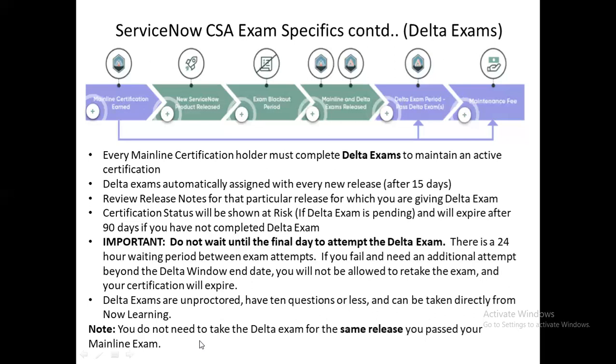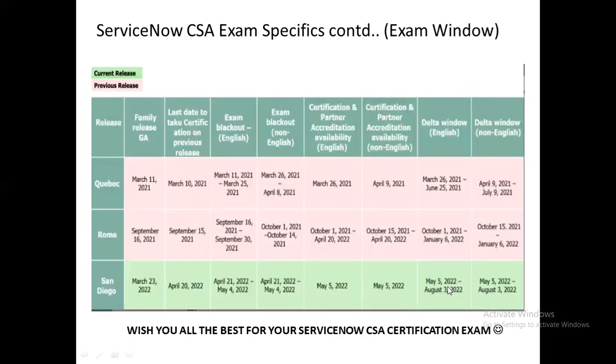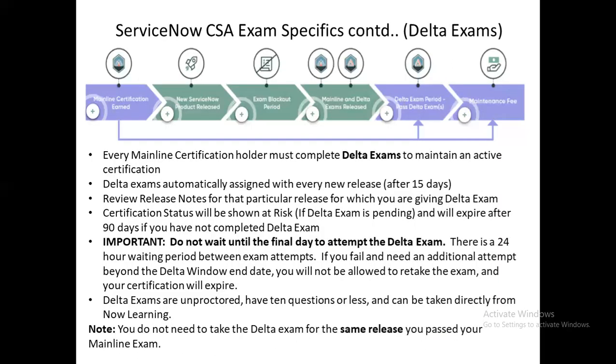The reason they're saying not to wait until the final day is that there is a 24-hour waiting period between exam attempts. For example, say August 3 is the last date, and you're thinking to take the exam on August 3. You take the exam and fail the first attempt. Then the second attempt will be applicable only after 24 hours, and by that time your delta exam window would be finished, because the window is still only August 3. So you can give your exam only on the 4th, which means your certification is already expired.